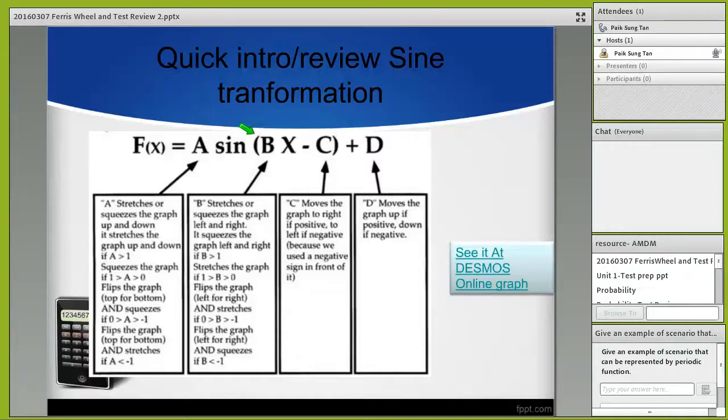So if b is greater than 1, it stretches the graph. If b is between 0 and 1, it flips the graph left for right and stretches it. If b is between 0 and -1, it flips the graph left for right. It's like a mirror, rotating around the y-axis, and it squeezes it if b is less than -1. And c moves the graph left and right, d moves the graph up and down.